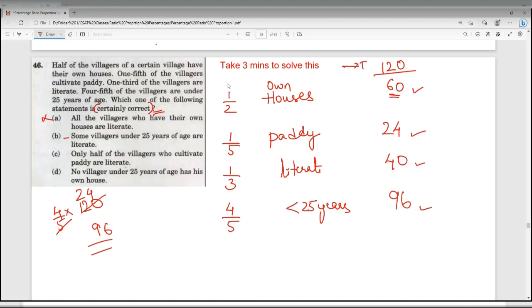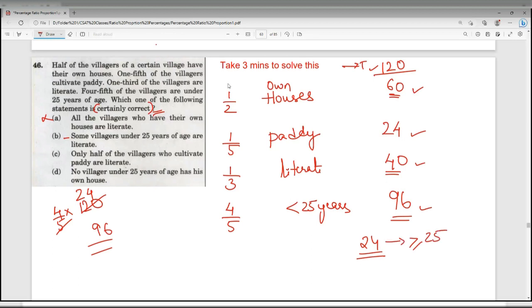So we see under 25 years of age is 96 and literate is 40. If we have to negate this, that means all the people who are under 25 are not literate. So 4/5, or 96 people out of 120, are under 25. So the left out population is just 24. So there are 24 people who are 25 or more.